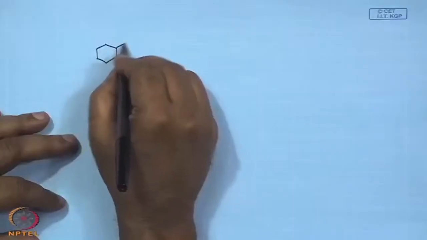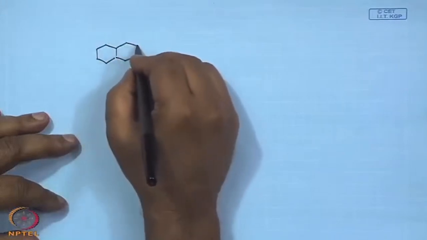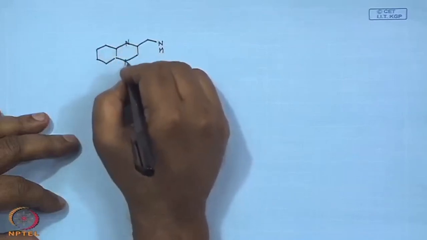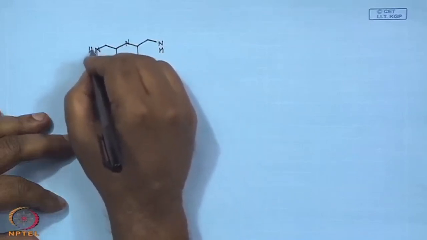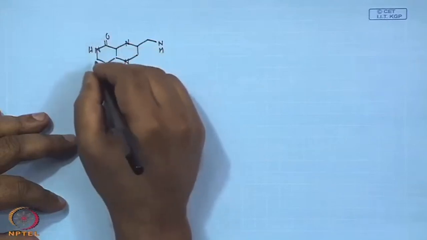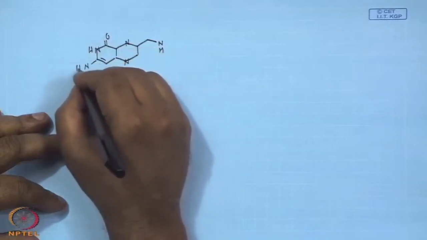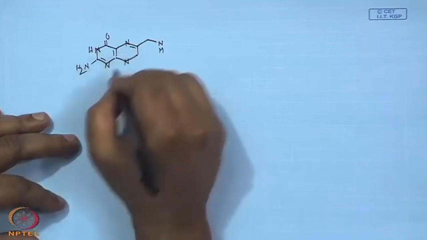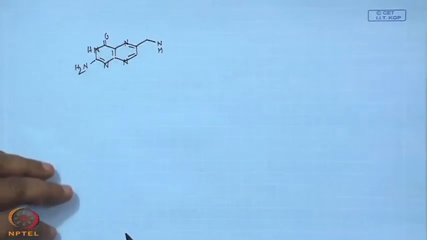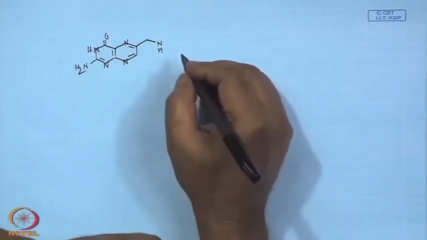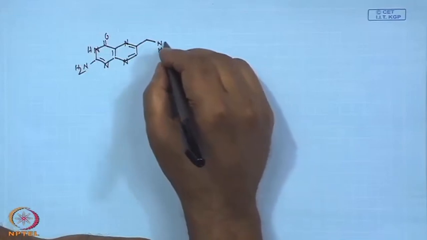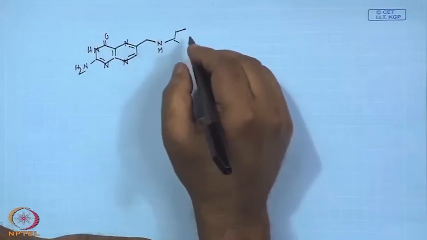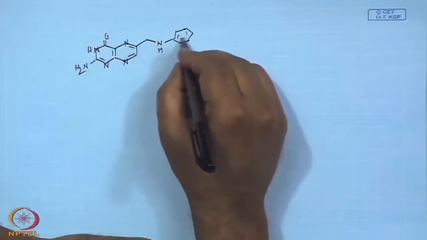I will write the structure, right. You have to tell me the name of the new heterocyclic nucleus that is here, with NH2. What is the heterocyclic nucleus? The way I have written, can you guess? To start with, I told you in the very first slide, what is the heterocycle? Pterin, it is called pterin. Right, it is called pterin, fine, okay.